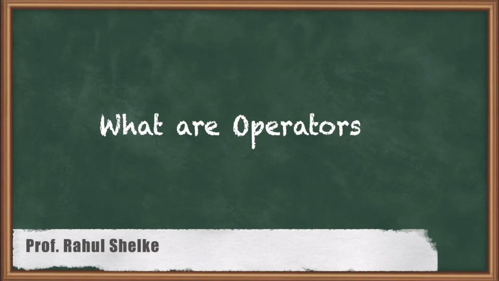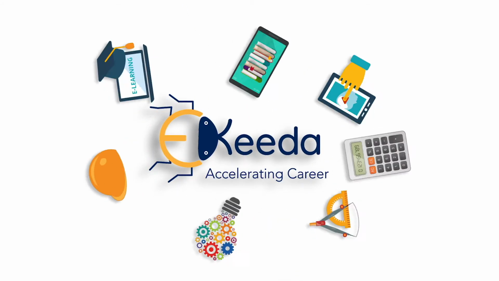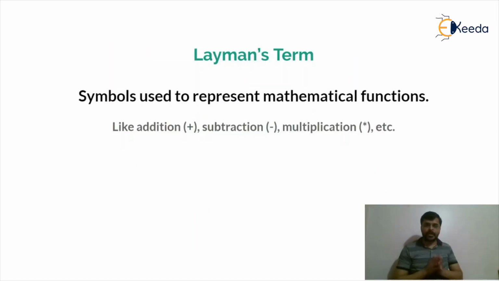In the previous session, we saw how to use numbers in Python, but using these numbers alone is not going to make much sense. We need to use some other symbols called operators. So let's see what these operators are. Operators are nothing but the symbols used to represent mathematical functions.